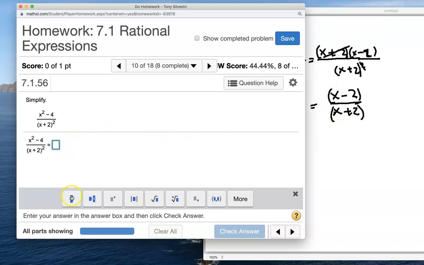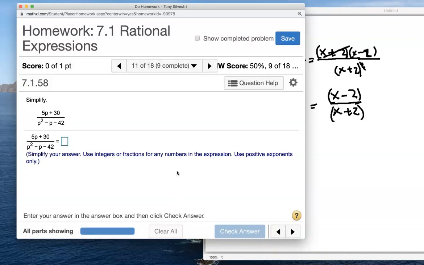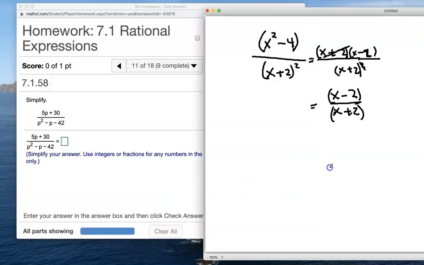So what I'm going to do is come over here and type in x minus 2, x plus 2, and check my answer. Very good. And only a few more problems left. Only a few more.